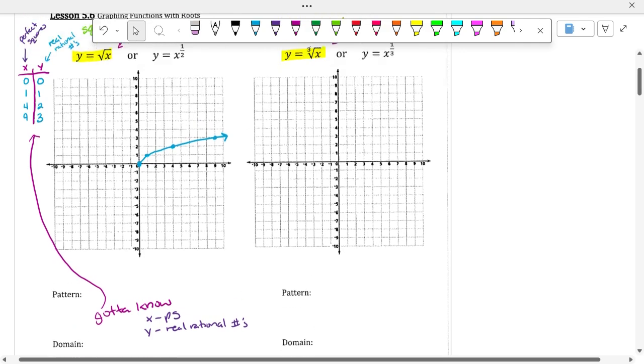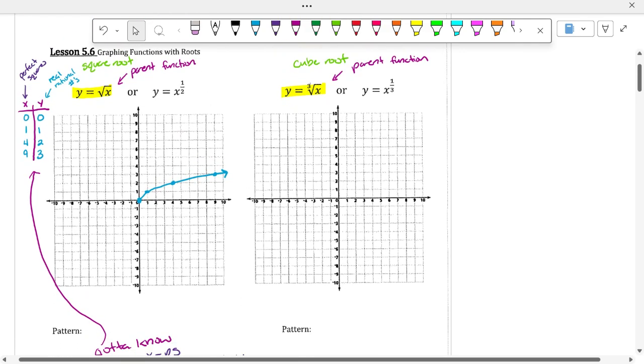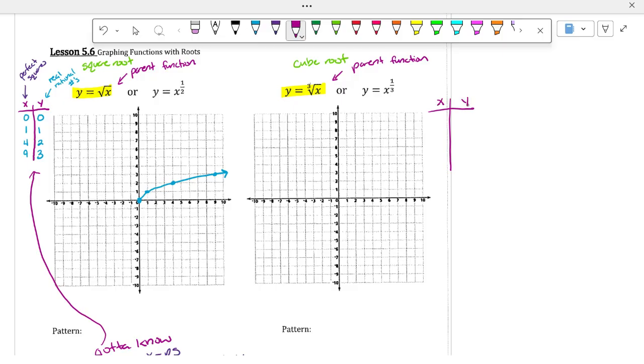So that's the parent function of a square root. Now let's look at the parent function of a cube root. So still going to do a table. Now, we were looking for perfect squares for the x values of the square root function. So what do you think I'm going to be looking for the x values of a cube root function? Perfect cubes.